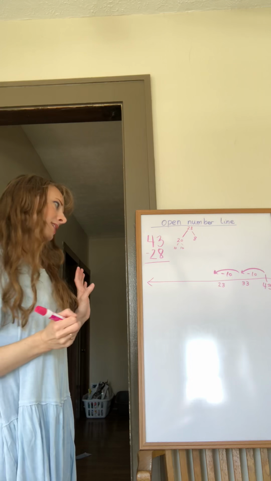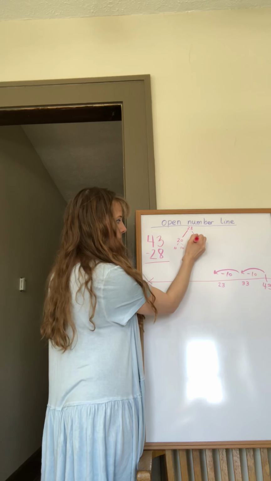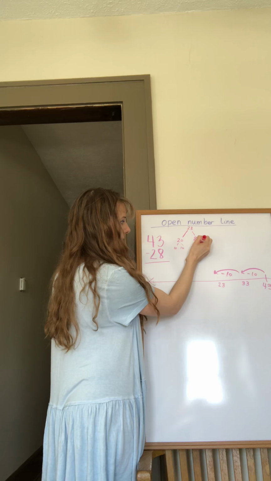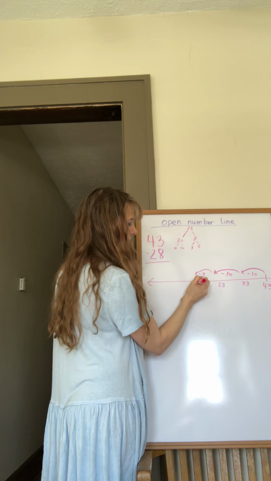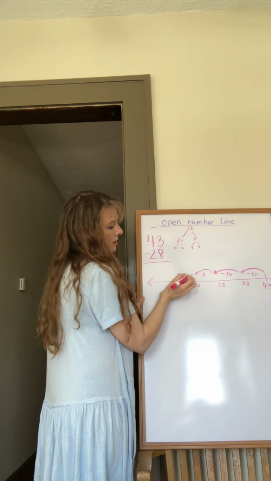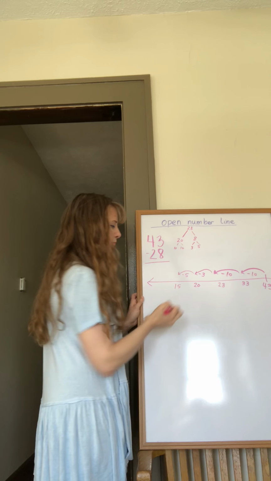Okay. Now, let's make our 8 into 3, because that'll get us down to 20. 3 plus 5, right? 23 minus 3 is 20, and then 20 minus 5 gives us 15.